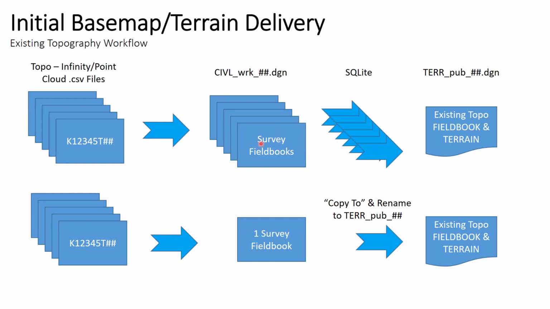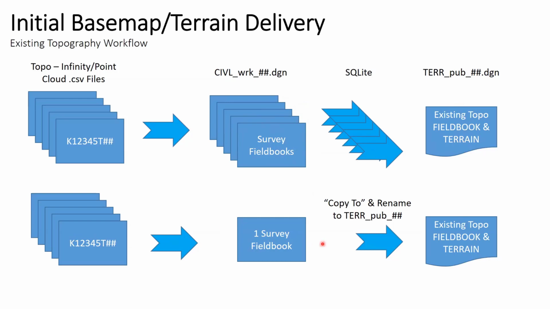And if you're going through this route, in your terrain pub file, you would then have your one existing topo field book that you then import all those SQLites into, and then create your terrain, do some final touches on your field book, and then you should be good to go. You've made the majority of the edits back in this, but then you're going to have to do a few more in this method here to get it into the terrain pub.